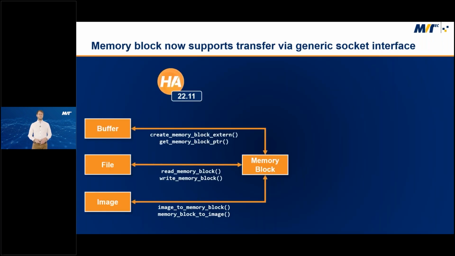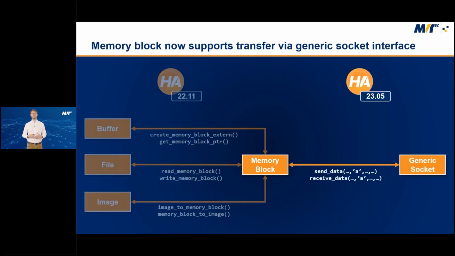Now, another feature that we have is that the memory block now supports a generic socket interface. So within HALCON 22.11, the memory block was able to be written and read from buffer, file, and image. But now it's also possible to send and receive data from the generic socket to have a communication channel in this way in HALCON 23.05.